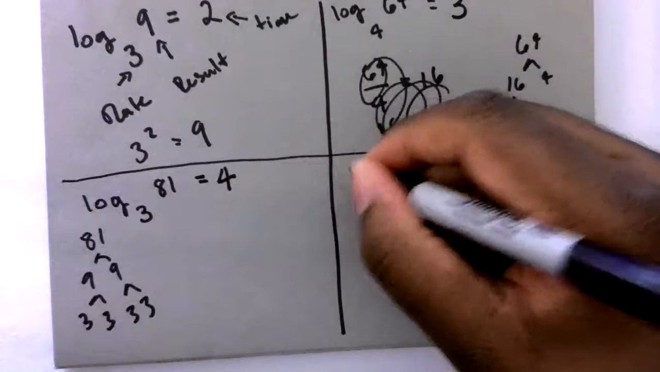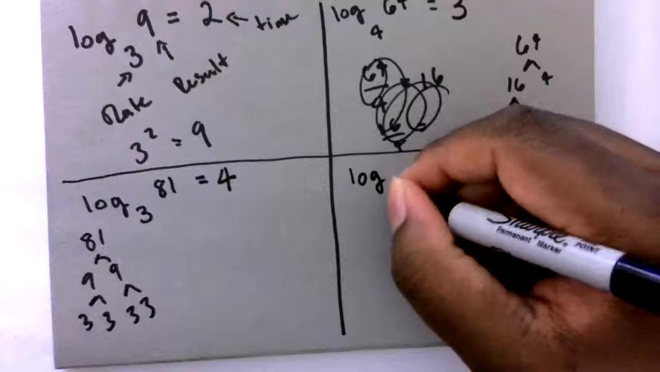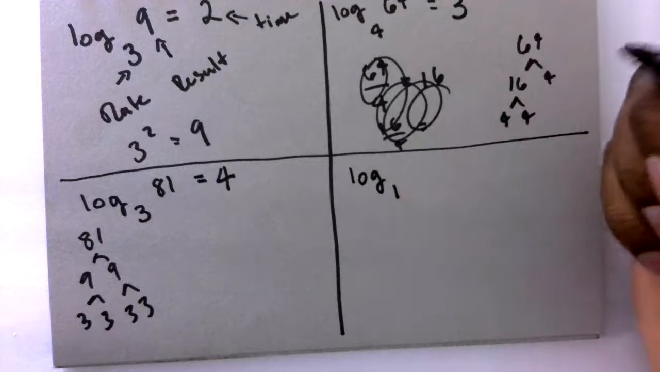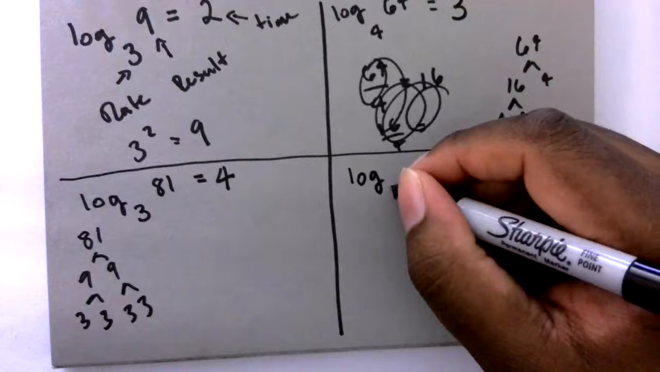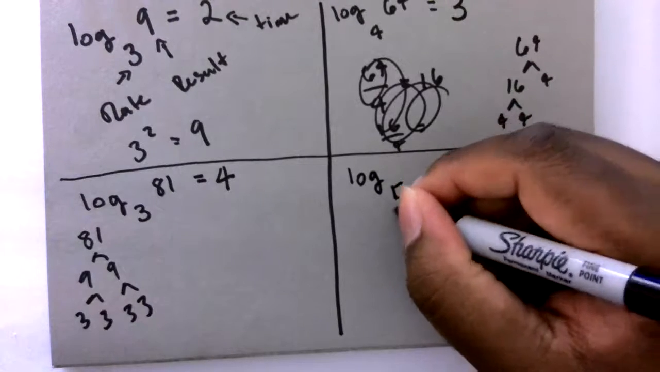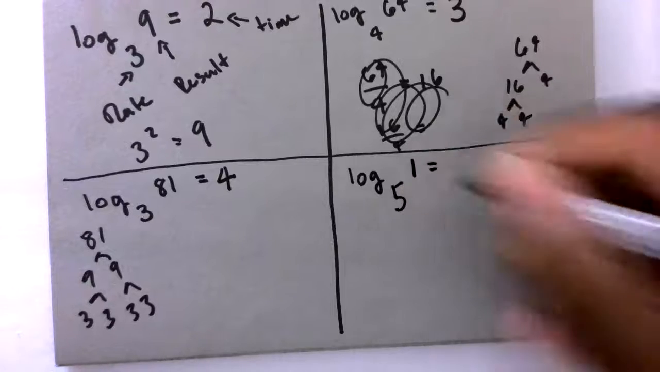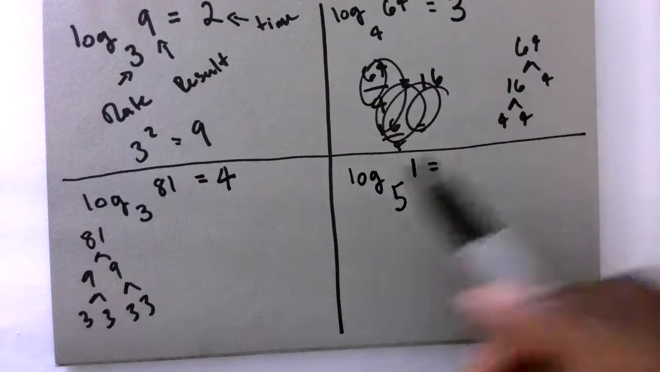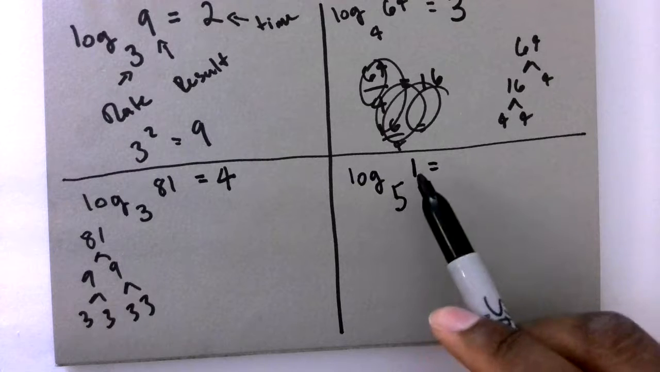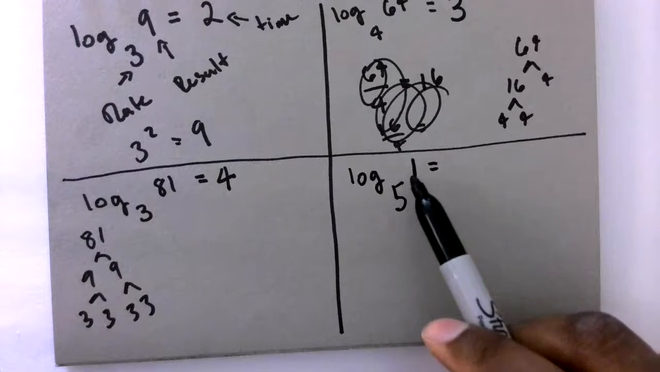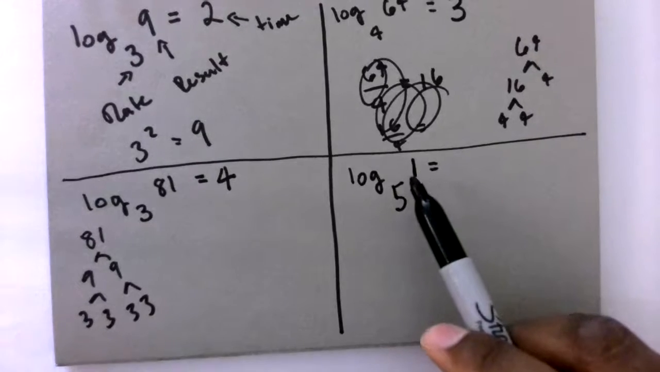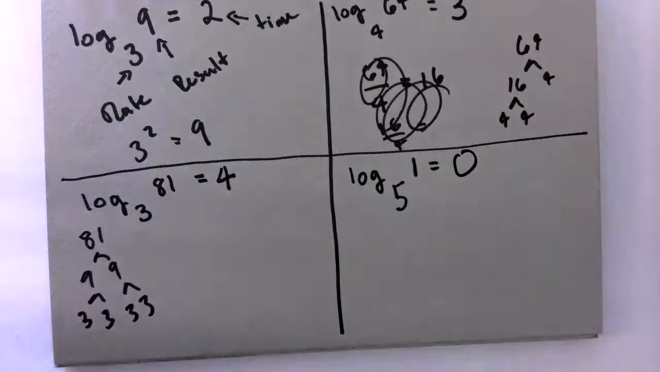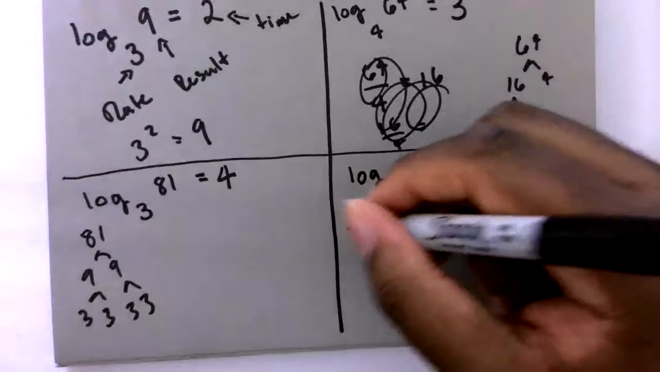Okay, here's kind of a curveball. Actually, let's make this log base 5 of 1. Well, if I'm quintupling, or multiplying by 5 each time, and my result was 1, in other words the exact same amount as when I started, I haven't done anything. So that's the answer, 0.